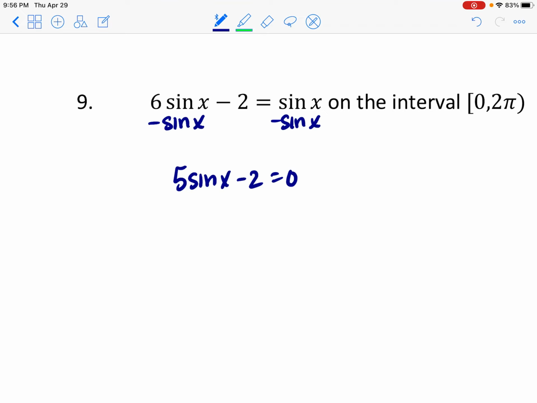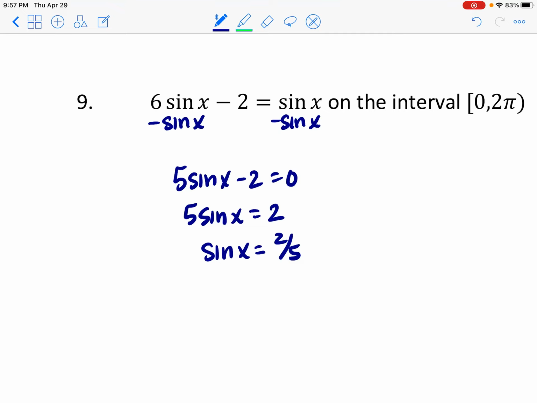Well, that's not a square or anything I want to try to factor. I just need to get that sine by itself. So I'm going to add the 2 over. So 5 sine of x equals 2. And then I'm going to divide by 5. So I'm looking for the sine of some angle to be equal to 2/5.